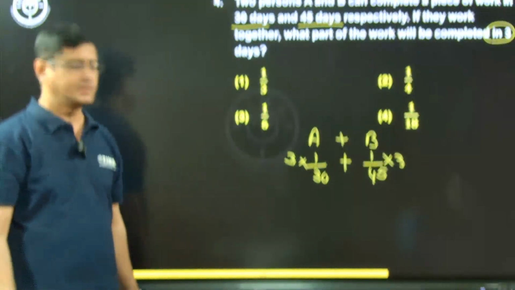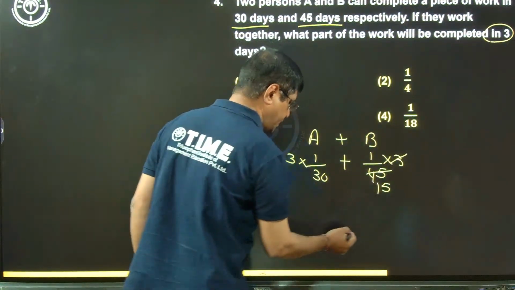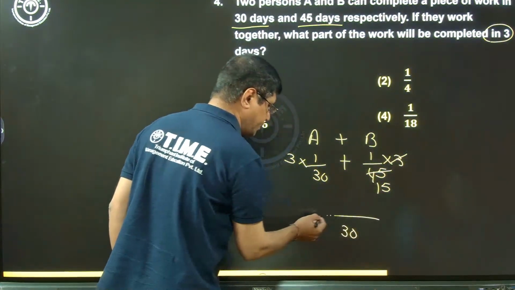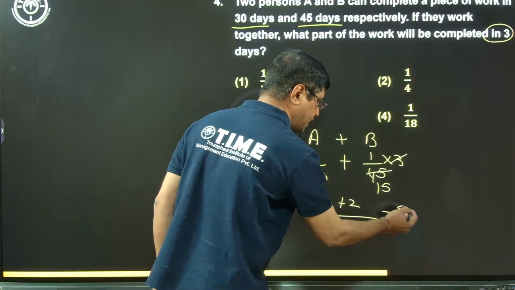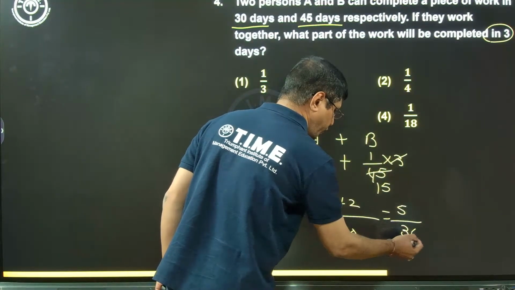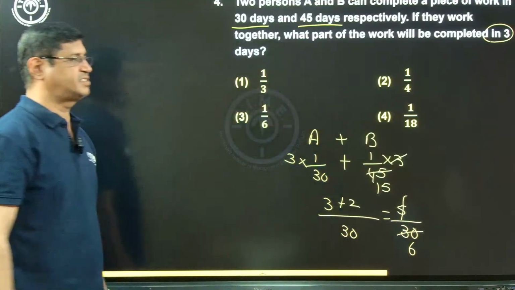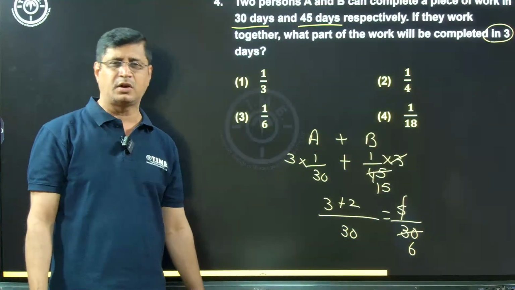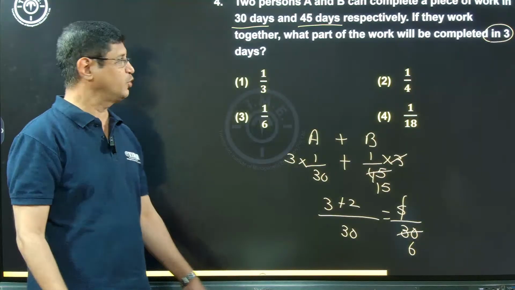Simplify, you will get the answer. 3 here, it goes exactly how many times? 15 times. LCM 30. So 3 plus 2, that is 5/30. 5/30 means it is 1/6. 1/6 part of the total work is completed by A and B in 3 days working together.